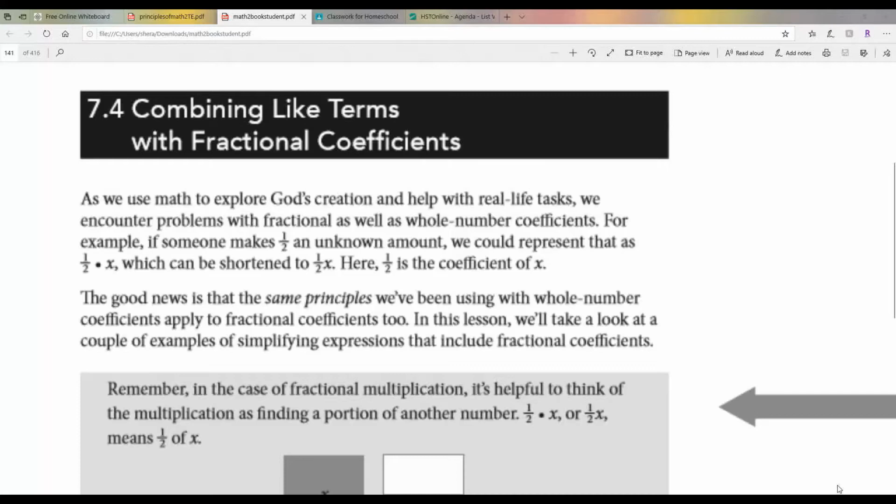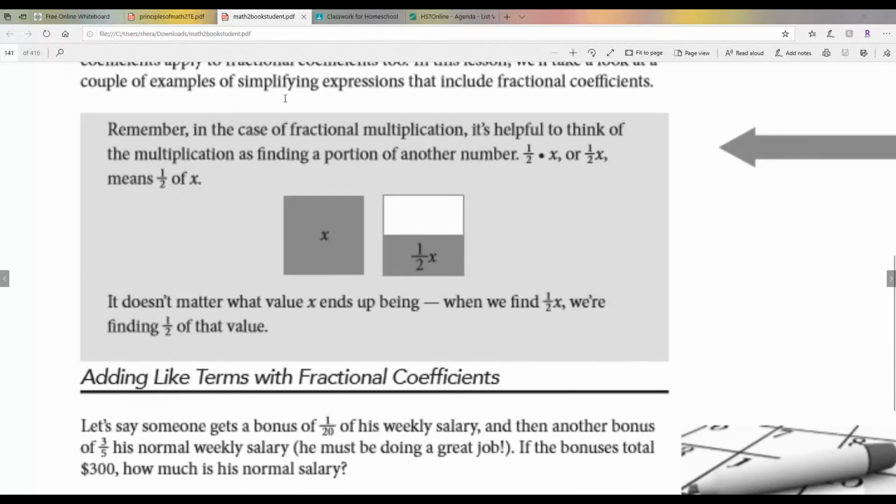As we use math to explore God's creation and help with real-life tasks, we encounter problems with fractional as well as whole number coefficients. For example, if someone makes half an unknown amount, we could represent that as half times x, which could be shortened to half x. Here, half is the coefficient of x. The good news is that the same principles we've been using with whole number coefficients apply to fractional coefficients too. In this lesson, we'll take a look at a couple of examples of simplifying expressions that include fractional coefficients.